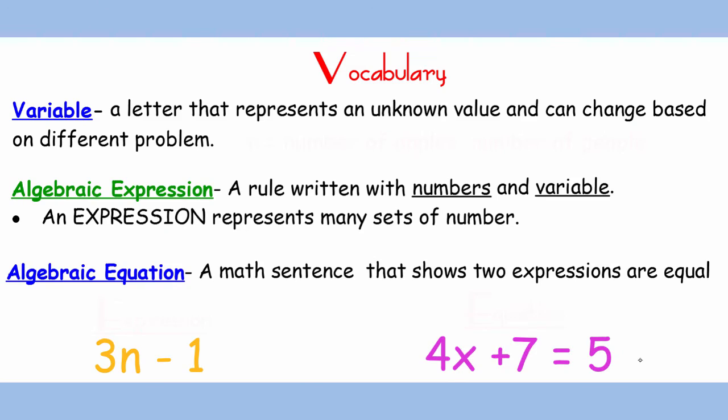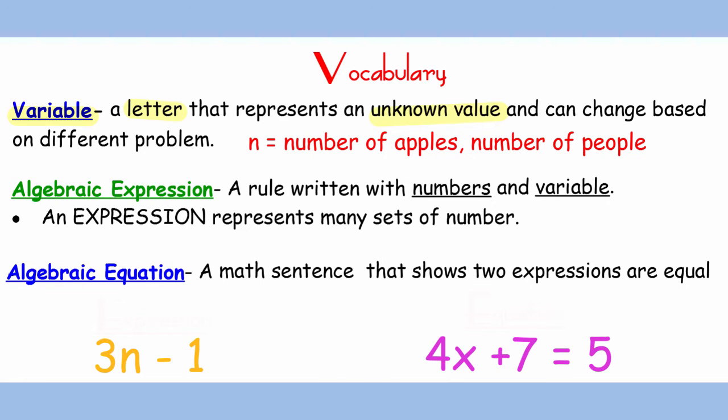Hi everyone, in this lesson we will first go over some vocabulary relating to algebraic expressions and equations, and then we will translate some word sentences into number sentences. The first word, which you should all know by now, is the word variable, which is basically a letter that represents any unknown value, and it can change based on different problems. For example, the letter N can represent the number of apples in one example, or it can also represent the number of people in another example.